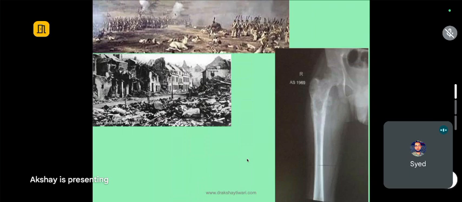Ill-defined margin. Correct. Now you have a situation where the attacking army is so powerful, they just destroyed cities and colonies and destroyed the local army.